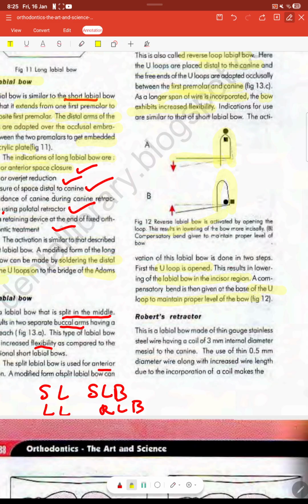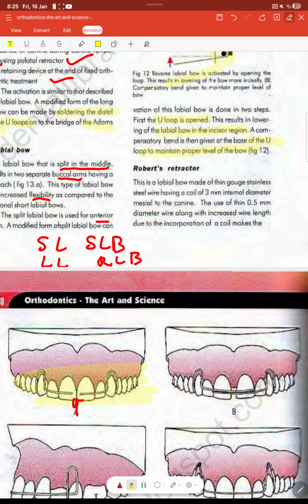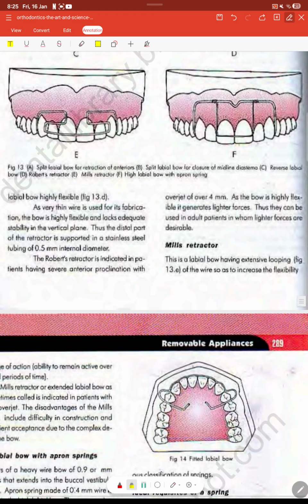Now Roberts retractor. Roberts retractors are labial bows made of thin gauge stainless steel wire having a coil of 3 mm internal diameter mesial to that of the canine. The use of thin 0.5 mm diameter wire, along with the increased wire length due to the incorporation of a coil, makes the labial bow highly flexible.